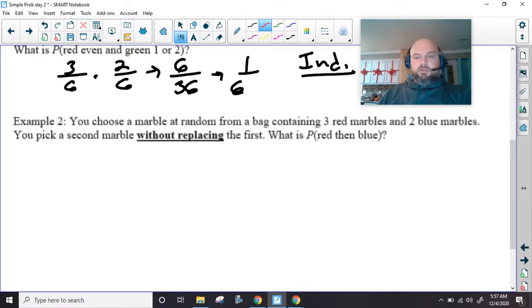All right, and we have 3 red marbles, 2 blue marbles. So we just have 5. You pick the second marble without replacing the first.